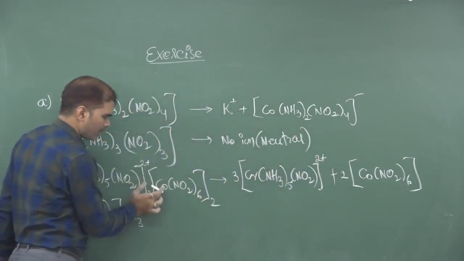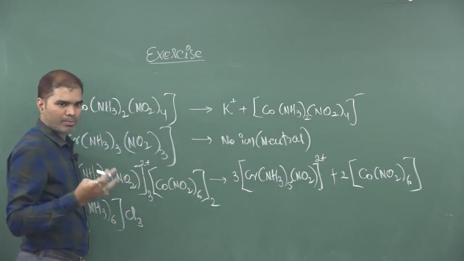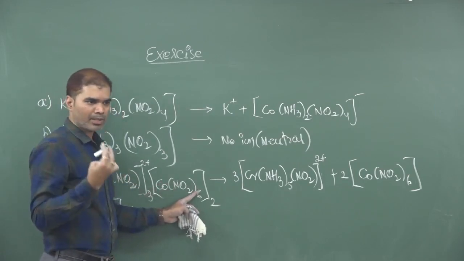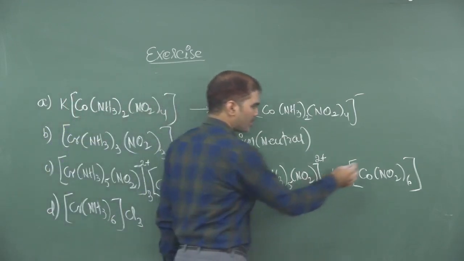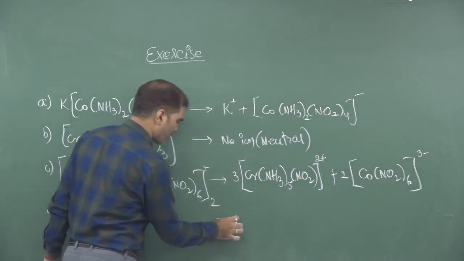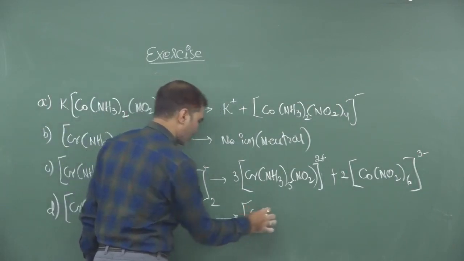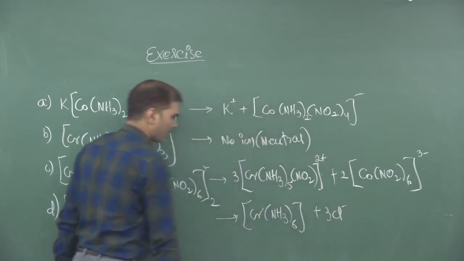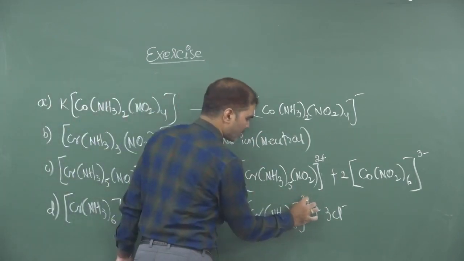Next, just look at this. Co NO2 taken 6 times. So what should be the oxidation state of cobalt? It should be 3. If it should be 3, how many negative charges are there? 6 negatives. Out of 6 negatives, if 3 are gone for the oxidation state, 3 must be going to the charge. So this should be 3 minus. Okay, and the last one, 1 complex, chromium amine plus 3 chlorides. 3 negative charges. So the complex will acquire 3 positive charge.